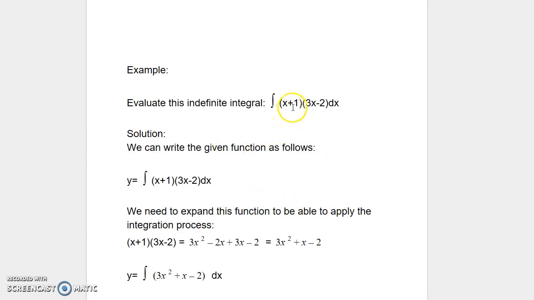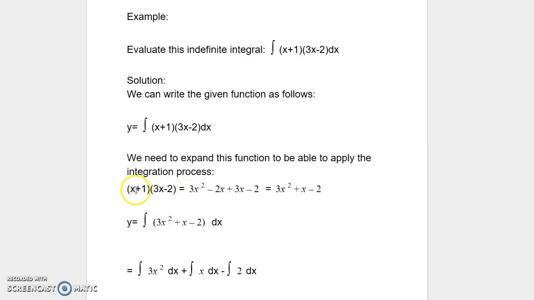So here we have a binomial multiplied by a binomial. We want to be able to expand that and then apply the process of integration. How do we do that? Look at this: x plus 1 times 3x minus 2. We're going to expand it.